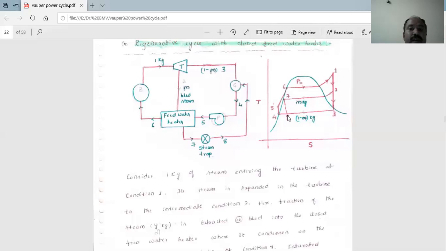Then the mixing will take place. Once again, the saturated liquid, the condensed fluid, is passed to the boiler. This cycle will be repeated. This is the T-S diagram that exists for the closed feed water heater.